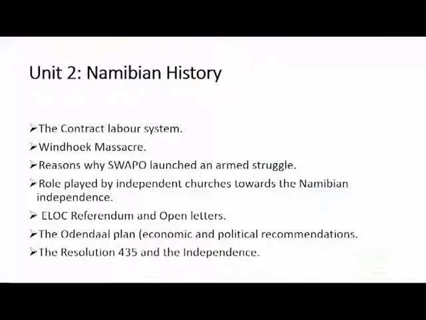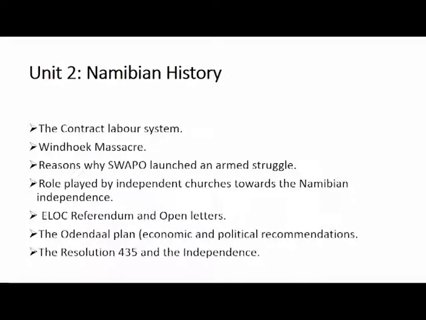In Unit 2, it's about Namibian history. You are required to know what the contract labor system is all about. Knowing the contract labor system includes also how this system was practiced by the whites in Namibia. Who were those people who were contracted in this labor system?